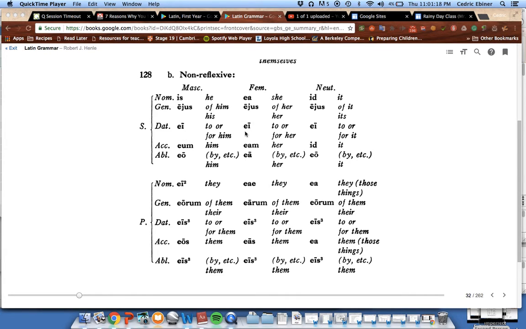And this declension of the singular third person is really irregular. If you compare that to the plural, it is a lot more regular. It follows a pattern of first or second declension nouns or adjectives. So you should have no problem memorizing the plural, but the singular is tough.